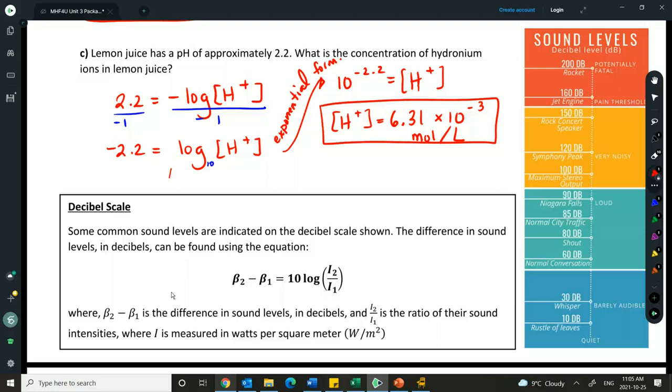Once we get to the top, we have things that could be potentially fatal, like a rocket taking off if we're right next to that, a jet engine. Rock concert speaker is 150 decibels. So that just gives you a range of reference there. Here's our formula. B2 minus B1 is the comparison of two sound levels in decibels. And then I1 over I2 is the ratio of their intensities. And intensity, the unit of measurement for this is watts per meter squared.